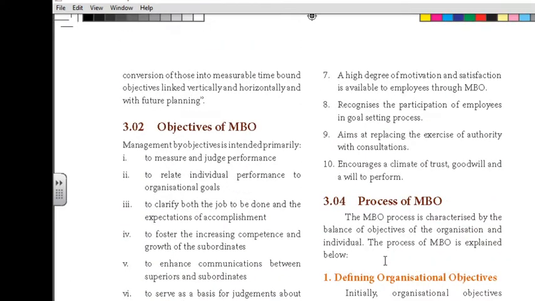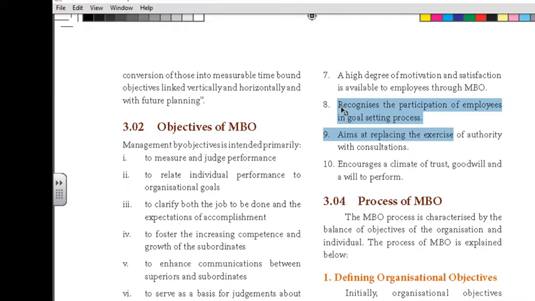Next comes a higher degree of motivation and satisfaction available to employees through MBO. Whatever work we do, only if there is encouragement and motivation can we work freely. Next is the participation of employees in the goal setting process. Each employee is given a goal, what is to be done. According to his experience and aims, the goals will be set. Saying that this work must be done by these people is goal setting.